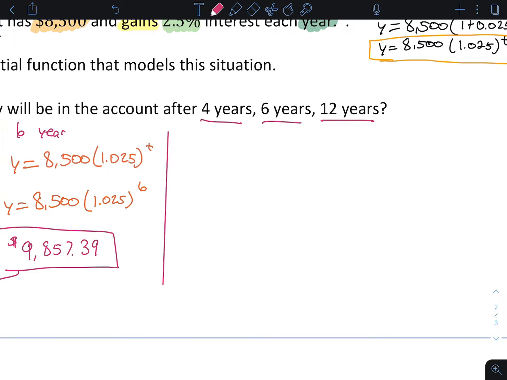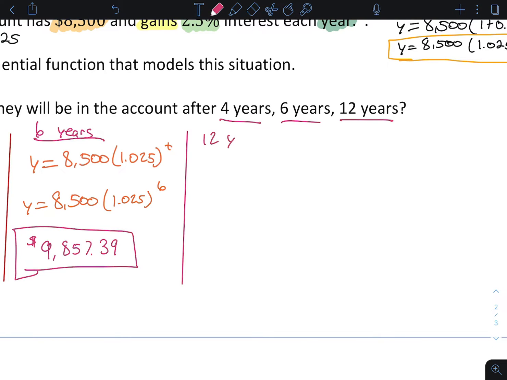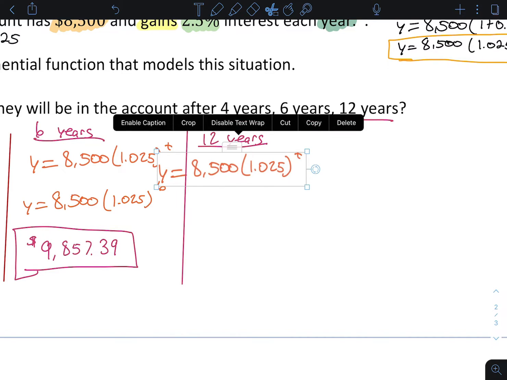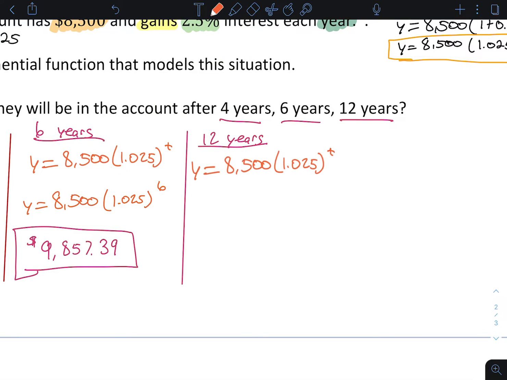And then finally here, what happens, my bad, after 6 years. What happens after 12 years? A mistake I see people do all the time is they want to just multiply the total they got from 6 years. They want to multiply that by 2 to get your total for 12 years. That is incorrect. Do not multiply 9,857.39 by 2. Take your original equation and plug in 12.